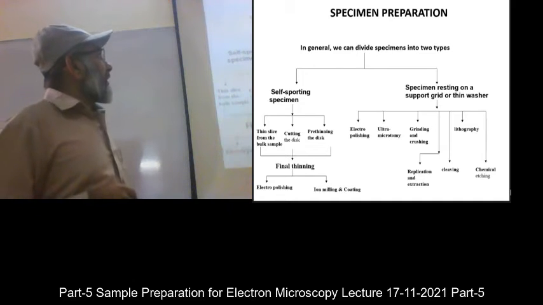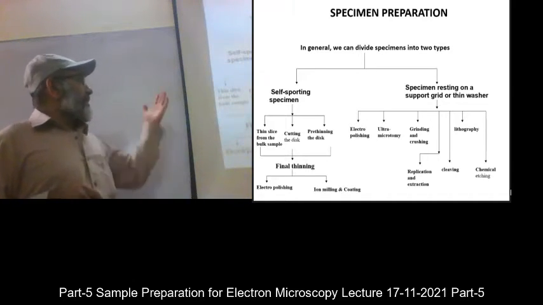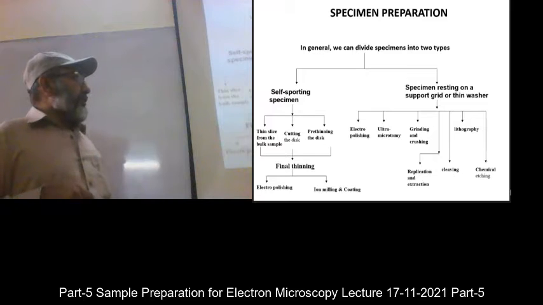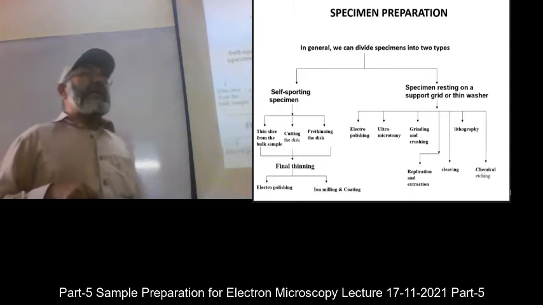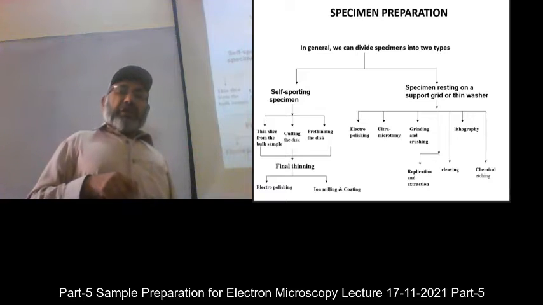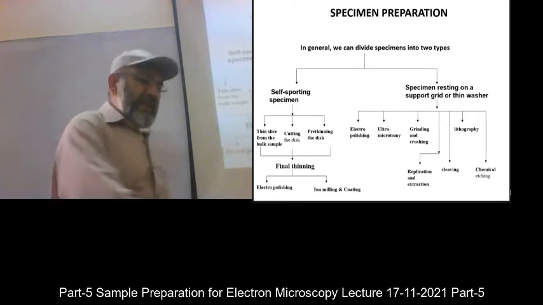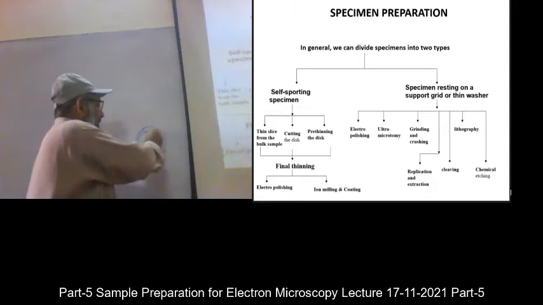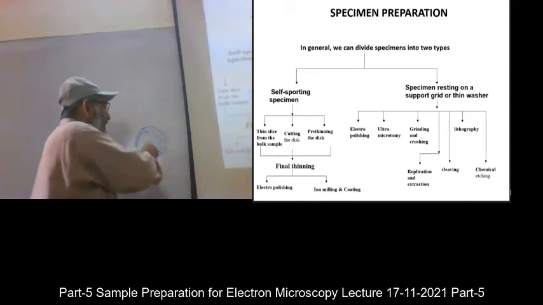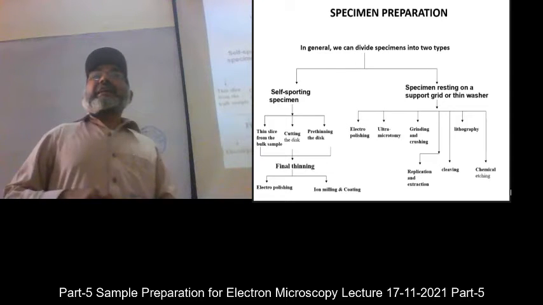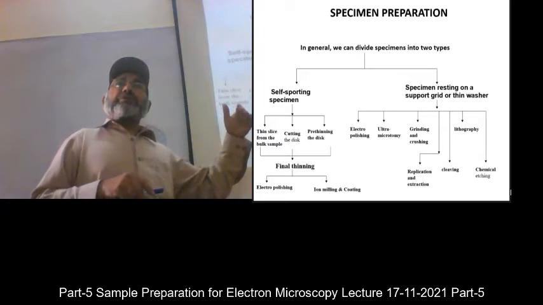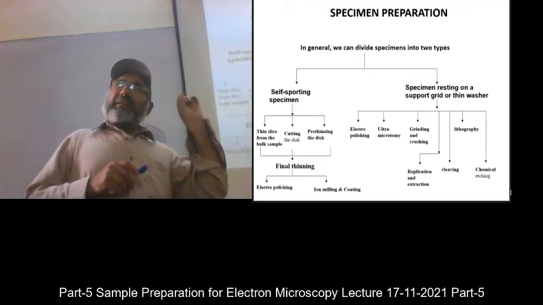So in general, we can divide specimens into two types: self-supporting specimens and specimens resting on a support grid, or thin washer. The washer is also, as I told you in previous lectures, a ring like this. The sample is fitted or fixed or stuck over that washer. So the washer thickness must not be that much to affect the position. It must be very, very thin, right?